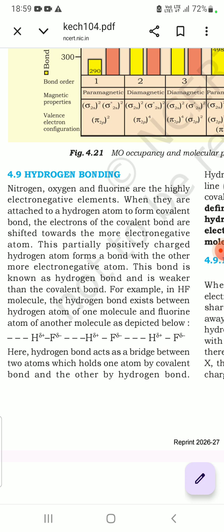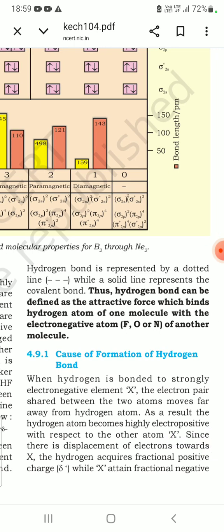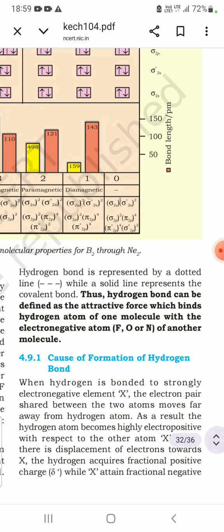Next, we are given that two atoms hold one atom. Here the hydrogen bond acts as a bridge between the two atoms, which hold one atom by a covalent bond and the other by the hydrogen bond. Hydrogen bond is represented by the dotted line, while a solid line represents the covalent bond. The hydrogen bond can be defined as the attractive force which binds the hydrogen atom of one molecule with the electronegative atom of another molecule.